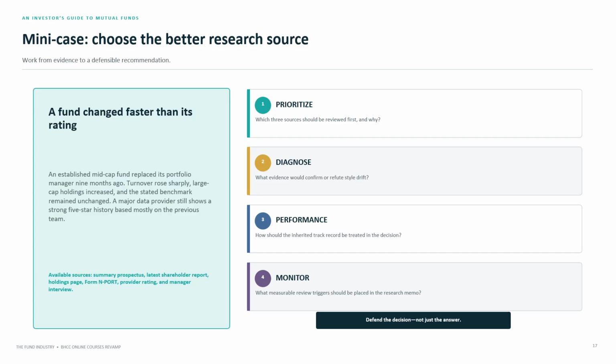Start with the current holdings page, Form N-PORT, and the latest shareholder report. Those sources help establish what the fund owns now, how quickly it changed, and what management says it is doing. Use the manager interview as supporting explanation, not as the primary evidence. Treat the inherited track record cautiously because performance belongs to the people and process that produced it, not to the ticker symbol. Monitor average market capitalization, turnover, concentration, factor exposure, and benchmark fit. If the portfolio changed faster than the rating, it is like driving by looking in the rearview mirror.